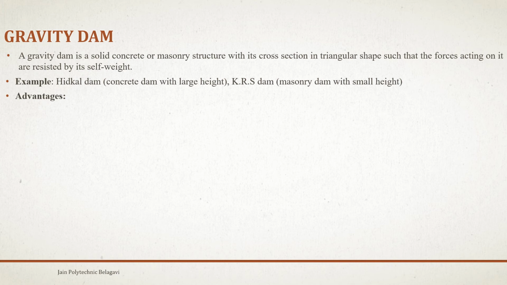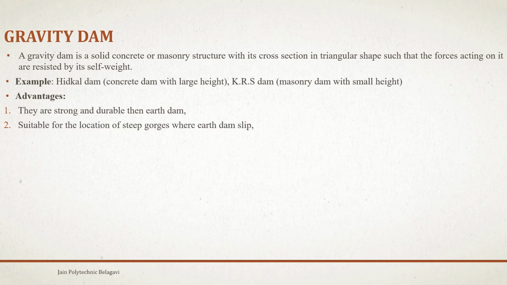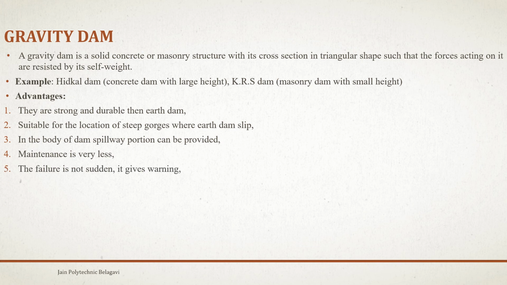The different advantages of gravity dams are: they are stronger and more durable than earth dams, suitable for the location of steep gorges where earth dams slip. In the body of the dam, a spillway portion can be provided. Maintenance is very low. The failure is not sudden, it gives warning. More economical in the long run.